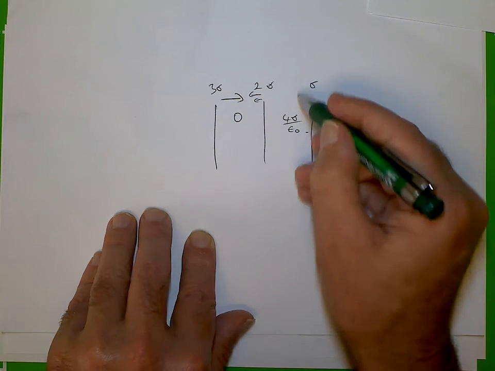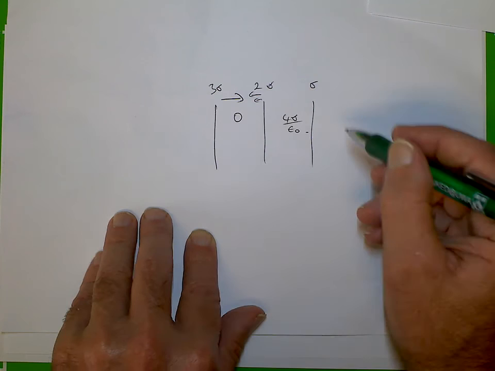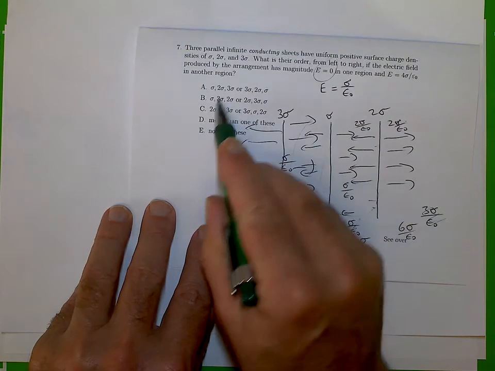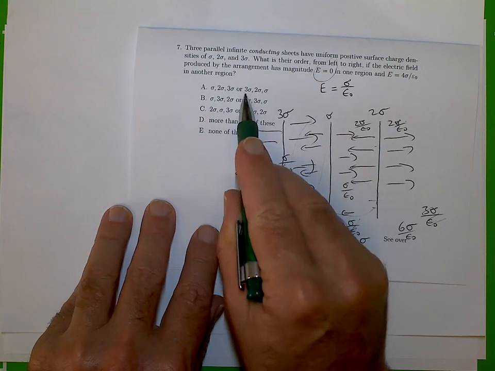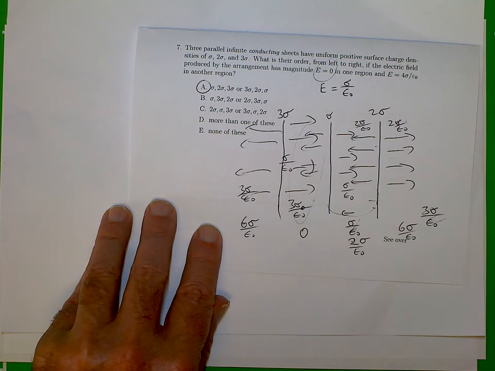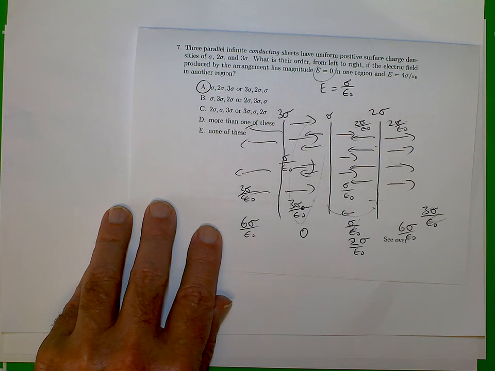So 3, 2, 1 or 1, 2, 3 will do the trick. So going back to the question, 1, 2, 3 or 3, 2, 1. So A is the answer. Okay, hope you got that.